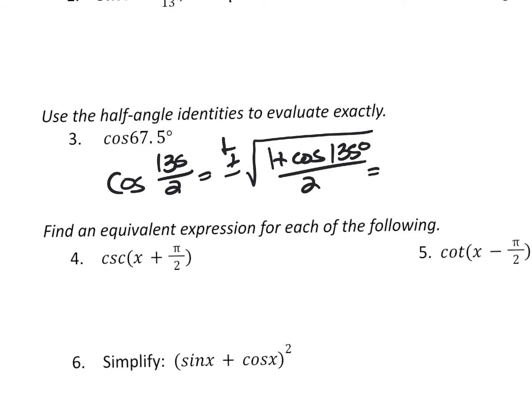Now, the plus or minus is going to come from that angle right there. 67.5 is in quadrant 1. Cosine's positive in quadrant 1. So I can just drop the plus and minus and put a positive there. I'm going to start working this thing out.